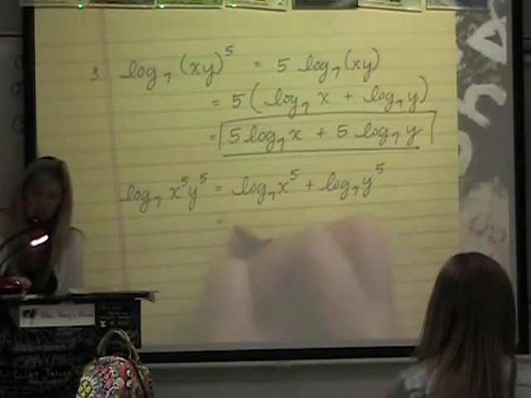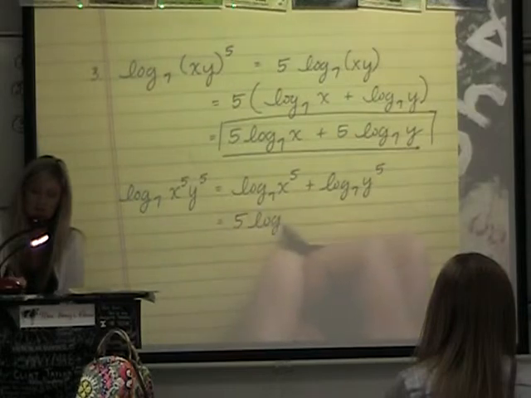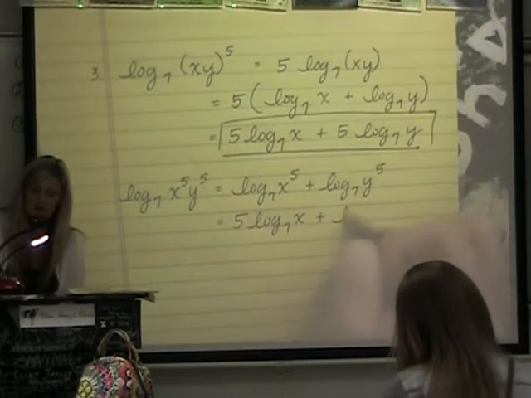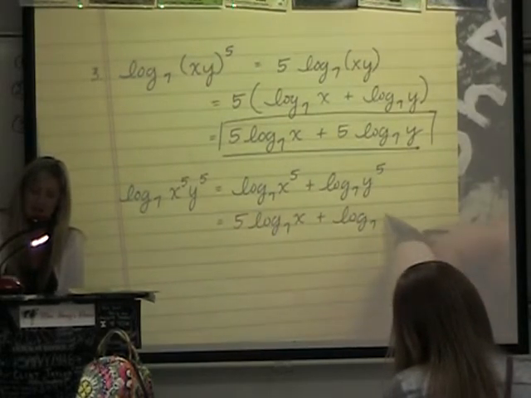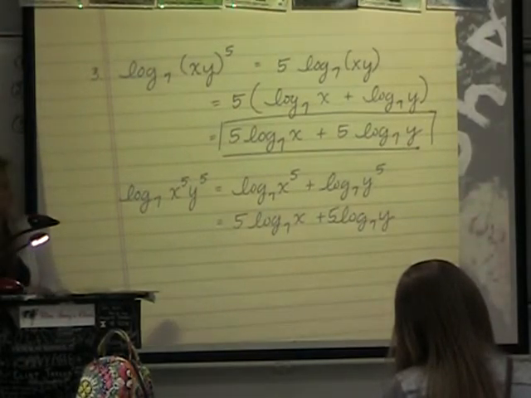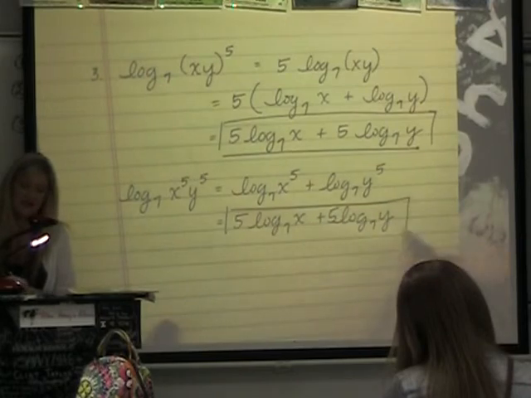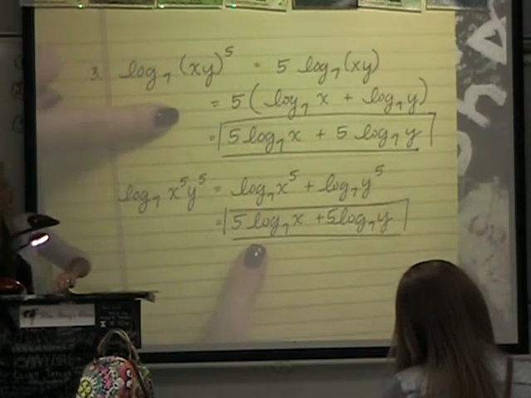To finish this one out, we would pull the 5 down in front of both the log base 7 of x, and let's go ahead and pull it down in front of the log base 7 of y. So notice I get the same answer either way.